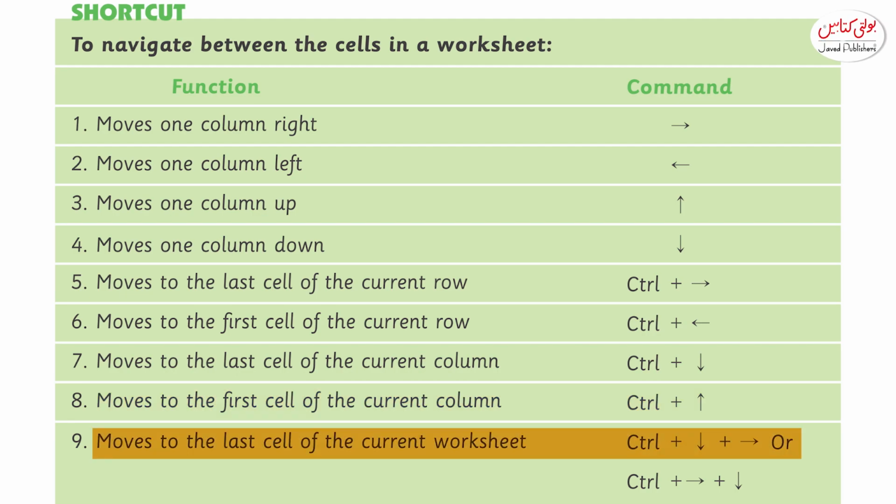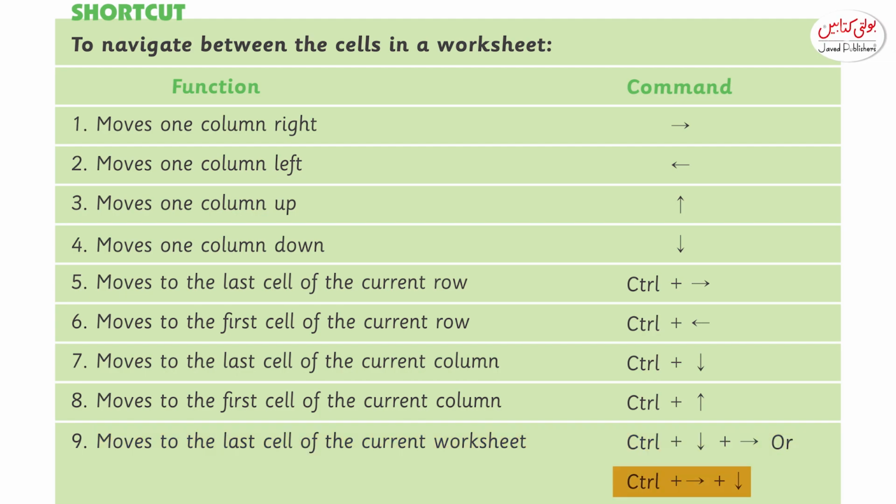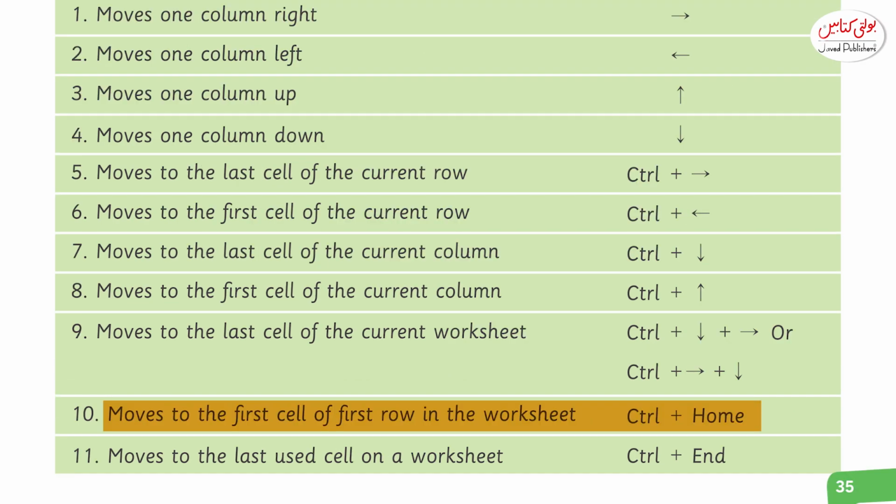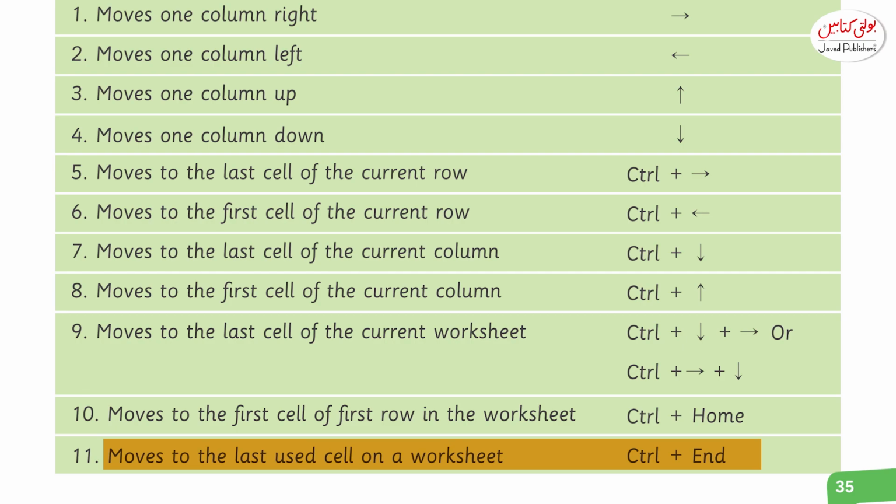Moves to the last cell of the current worksheet, Control plus down arrow key and right arrow key. Or you can also press Control plus right arrow and then down arrow key. Moves to the first cell of first row in the worksheet, Control plus home. Moves to the last used cell on a worksheet is Control plus end.